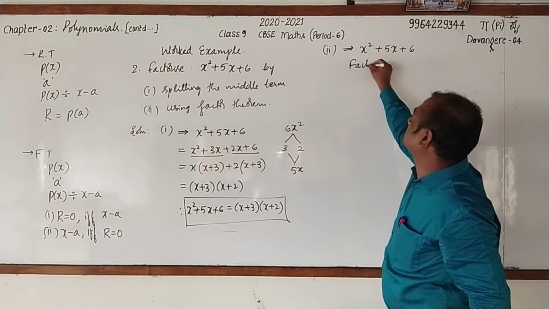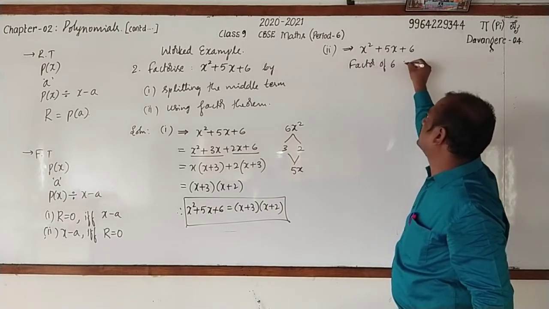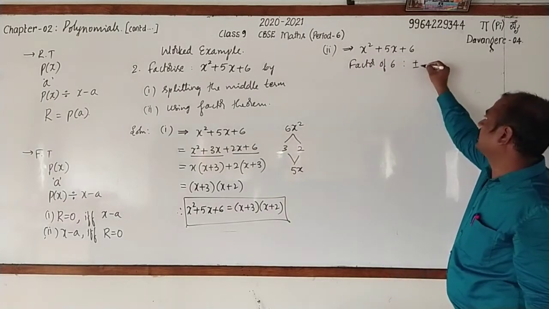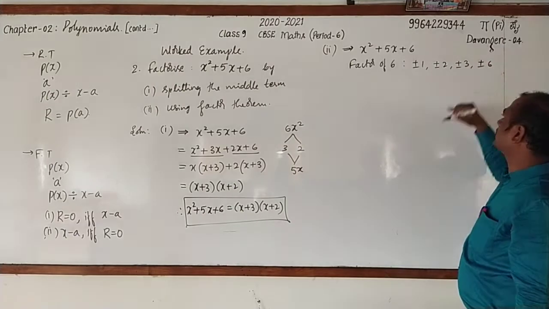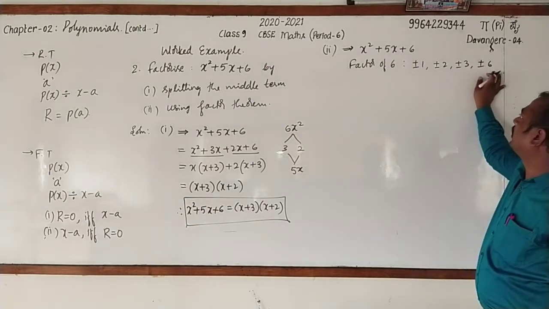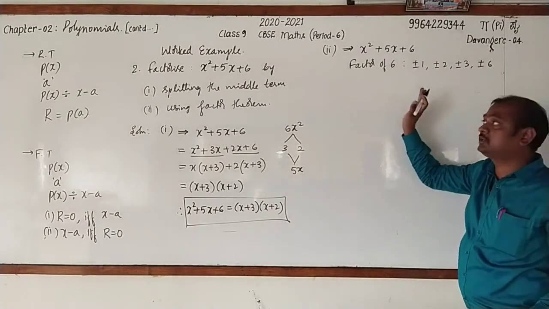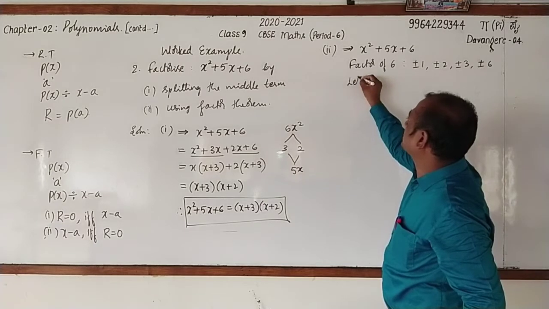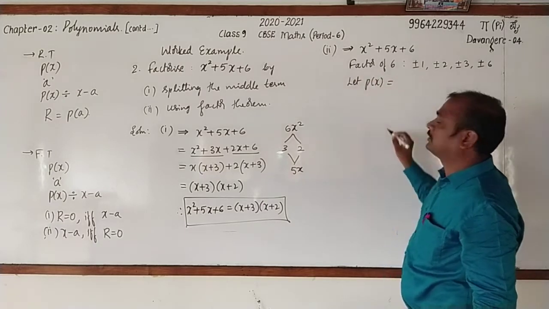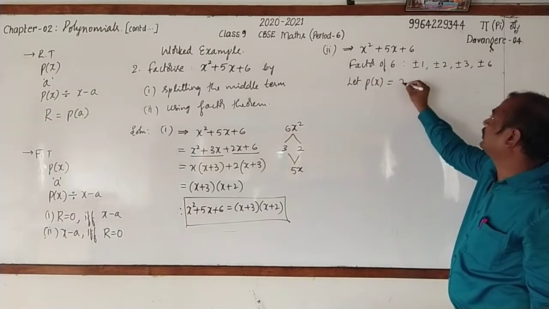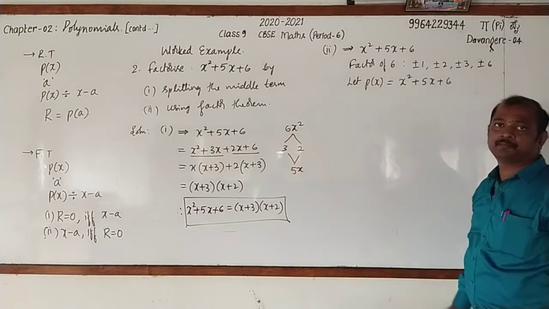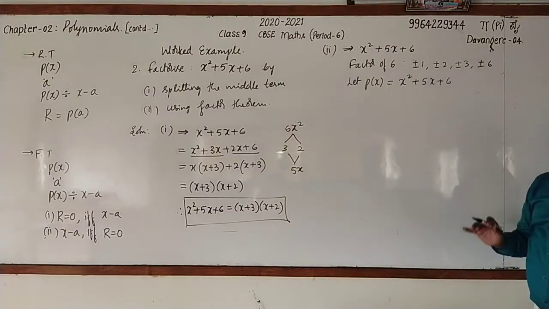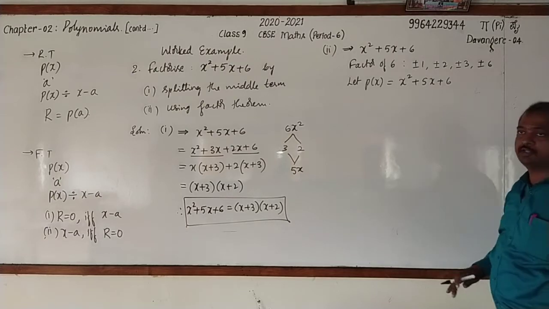Factors of 6 are plus or minus 1, plus or minus 2, plus or minus 3 and plus or minus 6. See, all can divide 6 completely. Now, I'll assume the given polynomial as p of x. It is equal to x square plus 5x plus 6. Now, among these factors, any two will be zeros. You have to identify what those zeros are.